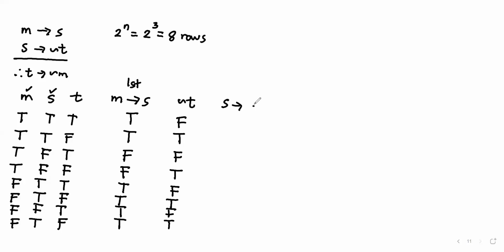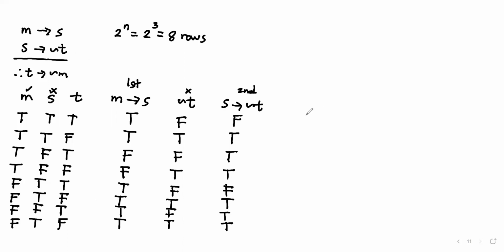Next, S implies not D, our second premise. True implies false, it's false. True implies true, that's true. False implies false, that is true. False implies true, that is true. True implies false, that is false. True implies true, that is true. False implies false, that is true. True implies true, that is true.